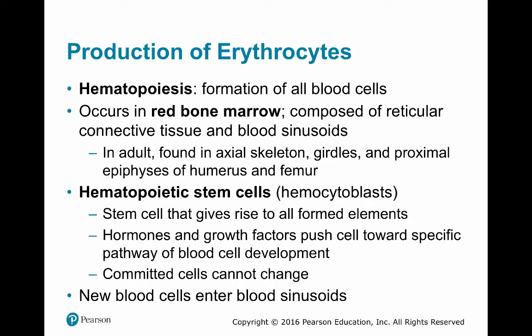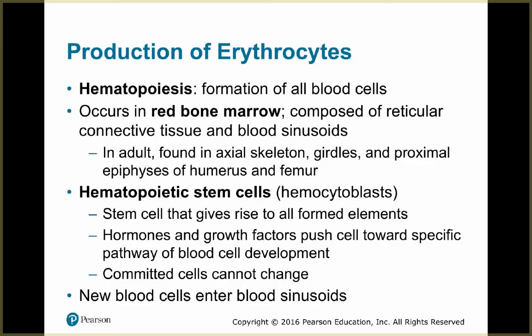So the stem cells that all these formed elements come from are what are known as hemocytoblasts. And these are basically hematopoietic stem cells. Depending on the hormones and the growth factors that are there, they are going to specify which pathway these stem cells are going to go, aka what type of blood cell we will end up producing. Once they've been committed, they can't go back, right?